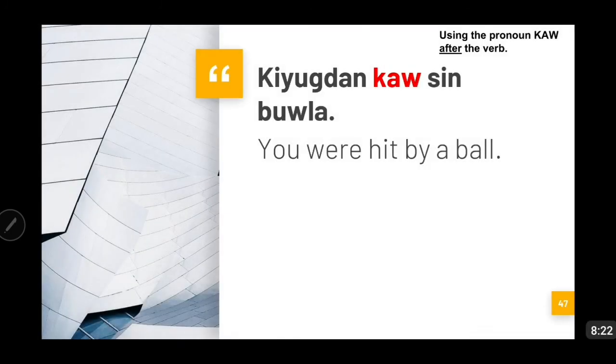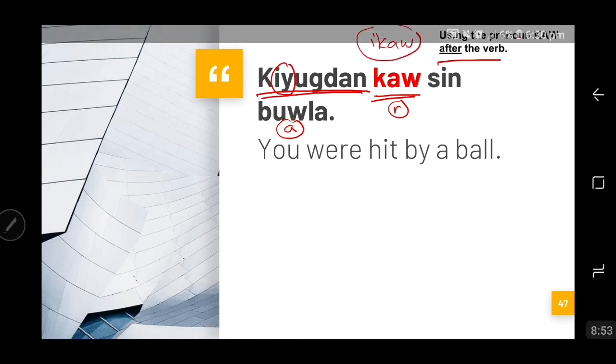Okay, let's see this example. This is using the pronoun kaw after the verb. We have here kyugdan kaw sin bola. Look, the pronoun kaw now appears after the verb kyugdan. This is an e-verb, an object-focused verb. Therefore, the nominative pronoun kaw is now the receiver of the action, and bola is the actor. So we translate it as you were hit by a ball. We use the kaw form and not the ikaw form because the pronoun appears after the verb.